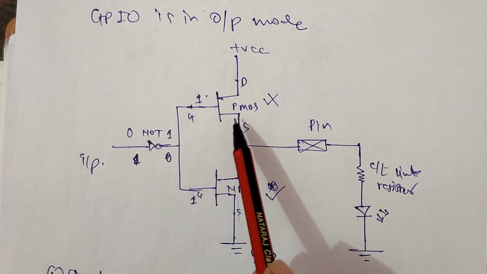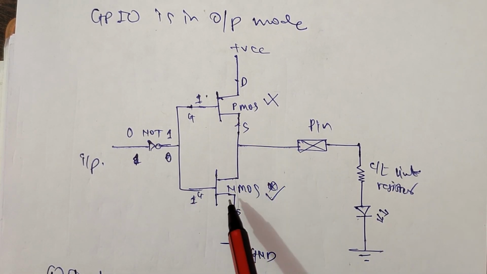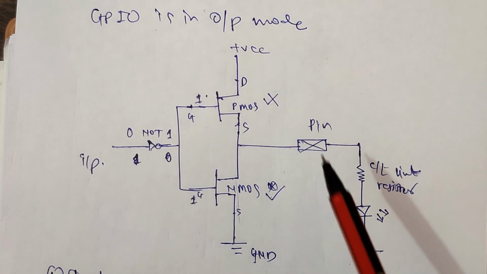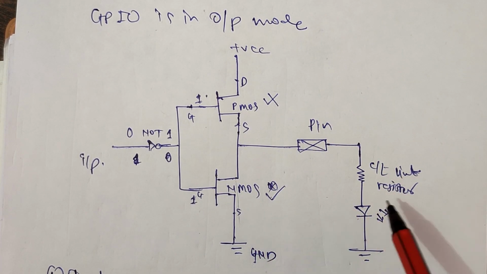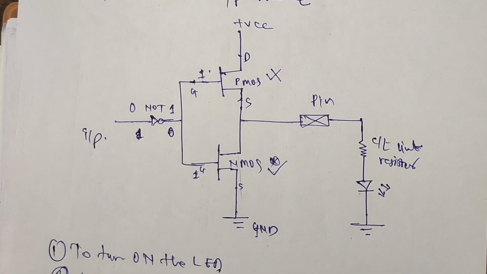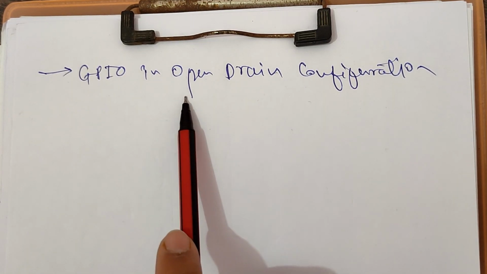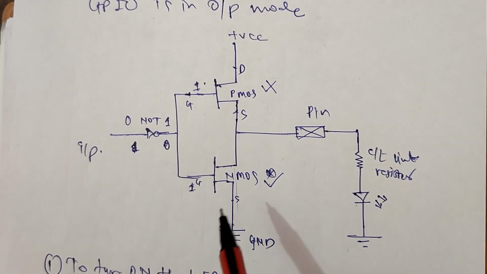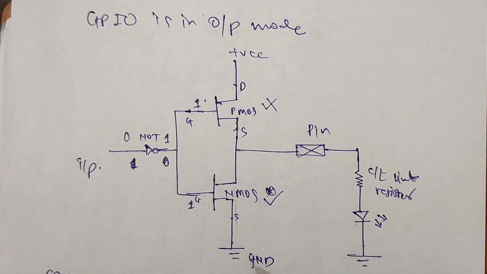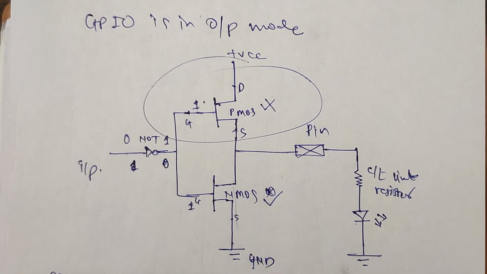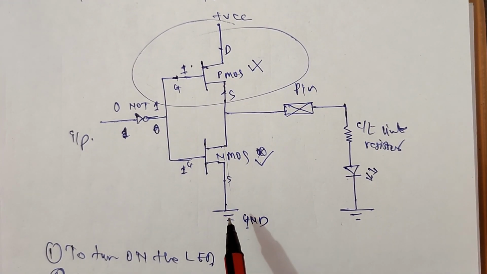On the basis of that, the P MOSFET or N MOSFET gets activated and it will pull the LED to VCC, or it will pull down the LED to the ground. Okay, so what is different in this GPIO Open-Drain configuration? The word itself says Open-Drain. In the same diagram, in Open-Drain configuration, this P MOSFET is not available here, only the N MOSFET is there.